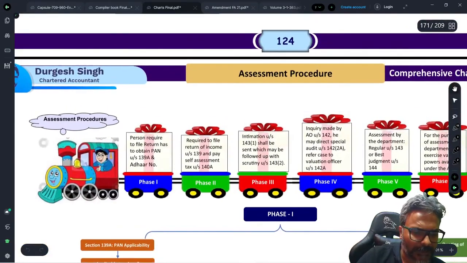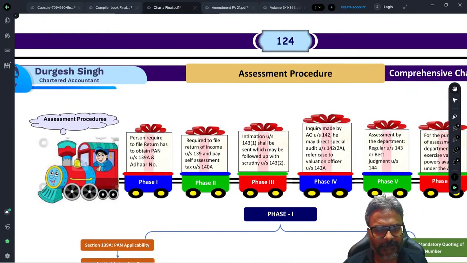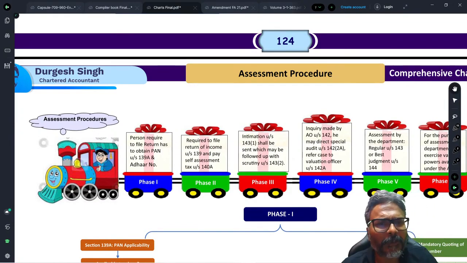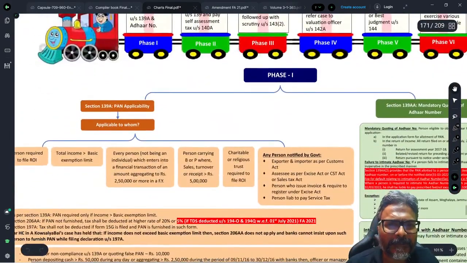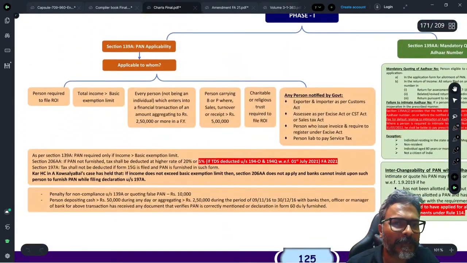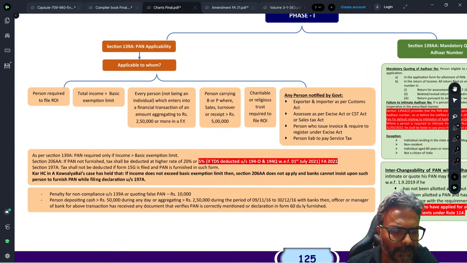This is the chart which we are going to use, chart number 124. From there onwards, the assessment procedure begins. Fine, students. Now, the initial point, like the PAN and other things: PAN is applicable to whom, who is required to take up the PAN. I feel that this particular part, the applicability of the PAN, is maybe not that important.